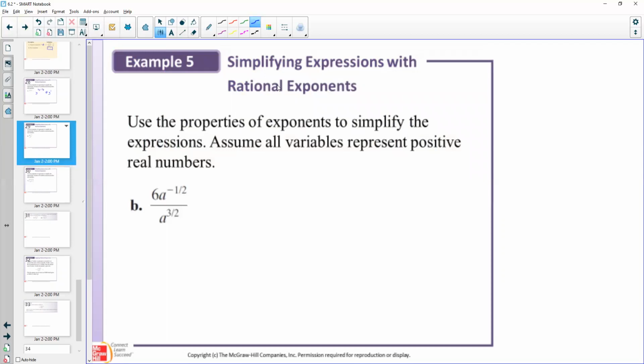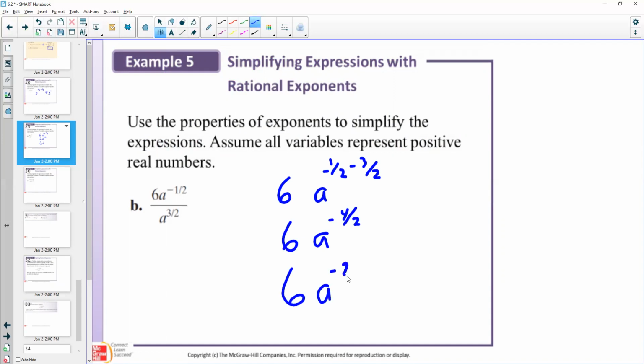All right, here I can subtract. So I have 6, negative a half minus 3/2, which is negative 4/2. Negative 4/2 is the same as negative 2. And I need to rewrite it with a positive exponent. So a to the negative 2 says flip the a. So this turns into 6 over a squared.